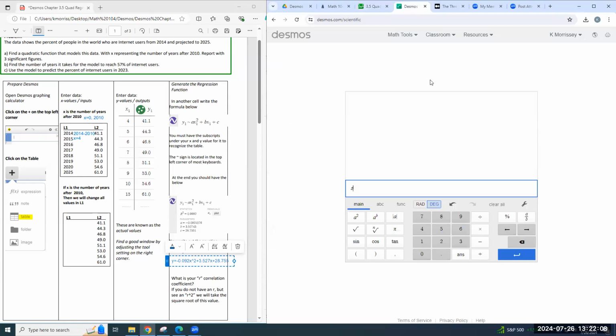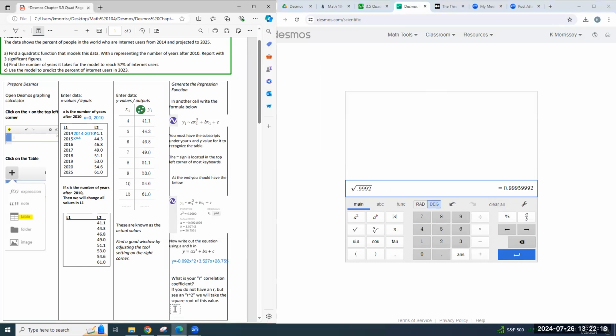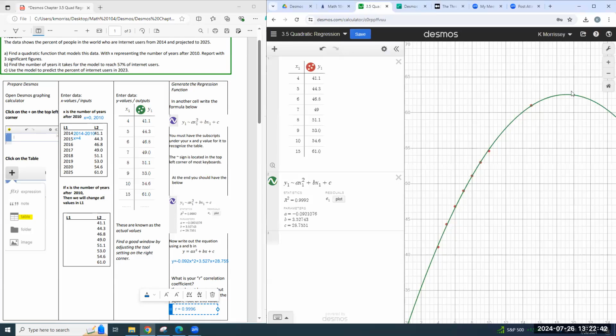To write a square root, you can either hit the square root down here, or you can write SQRT. 0.9992. So the square root of that value. So r is equal to 0.99959. Rounding that up, because we end on a 9, we're going to round that up to 6. Now, is this number close to positive or negative 1? Yes, it is very, very close, which is what we want to see. So that is why your graph is a really excellent fit, because it is almost at a positive 1.